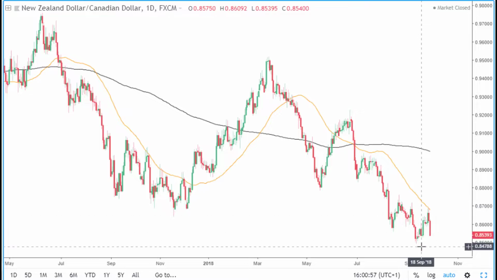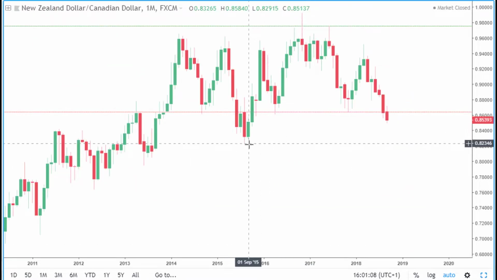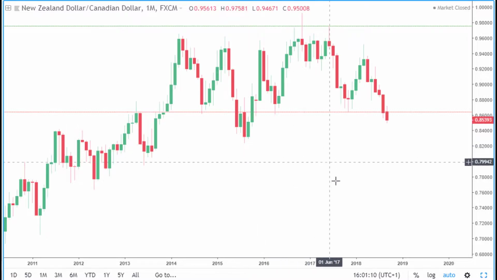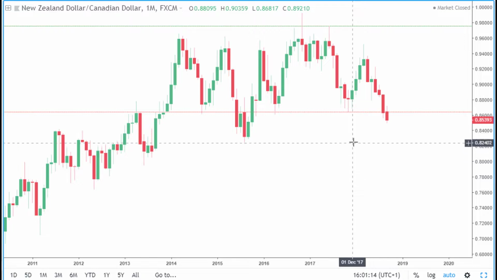So again, we're looking for shorting opportunities, but there is a major area of support on the monthly time frame, which I showed you previously. If you are trend trading, if we go back to the monthly time frame, ideally we want to see price break this low, and then we can look for shorting opportunities, because we have all this clear space for price to actually move to the downside.